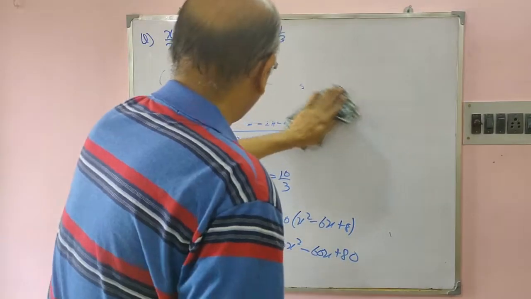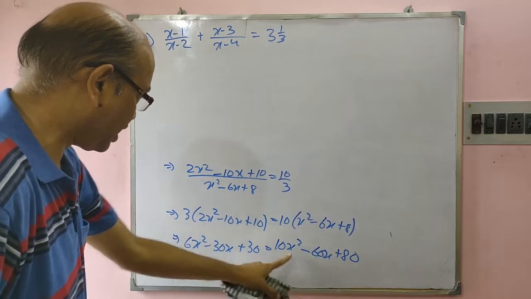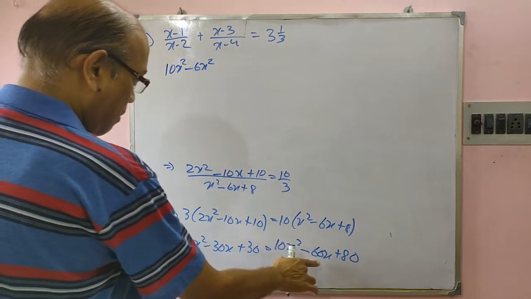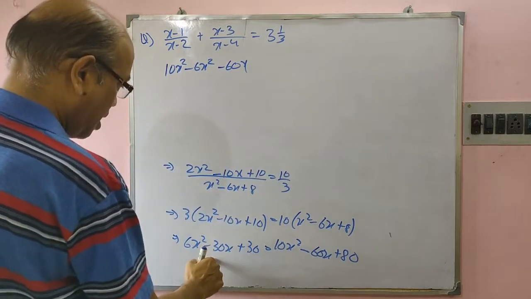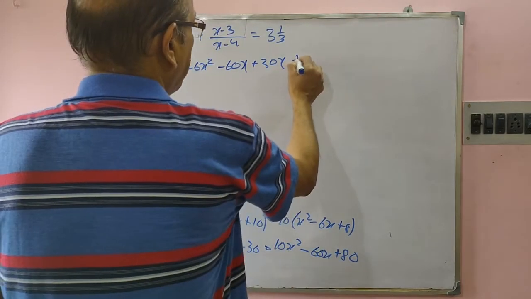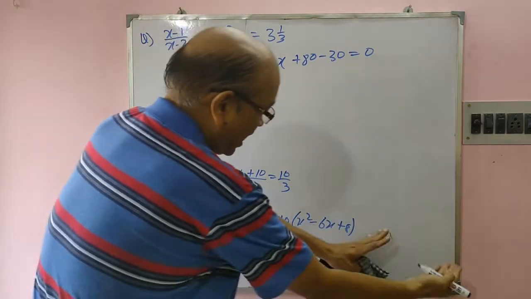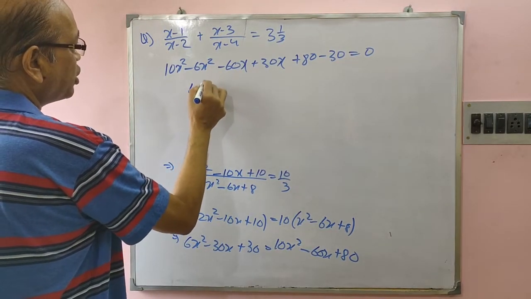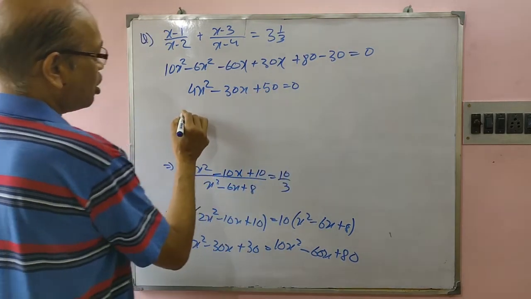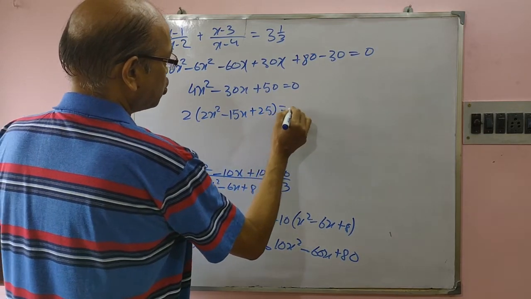Now bring all the x squares to one side. So here it is 10x square minus 6x square, minus 60x plus 30x, because minus 30x will go this side. Then we get plus 80 minus 30 equals 0, bringing everything to that side. So I got here 4x square minus 30x plus 50 equals 0, or take 2 common, I get 2x square minus 15x plus 25 equals 0.